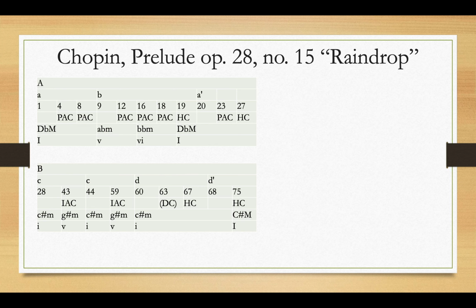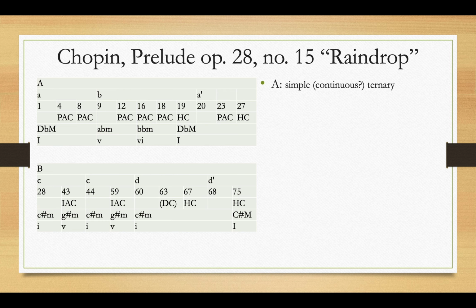Next, we'll take a closer look at the form of the Raindrop Prelude. We'll start by considering the A section, which is a simple ternary form. As you can see with the lowercase letters, there's 3 sections. The small a is entirely in D flat major, ending with a perfect authentic cadence, so this is actually the only tonally closed out of the 3 segments of this simple ternary form.